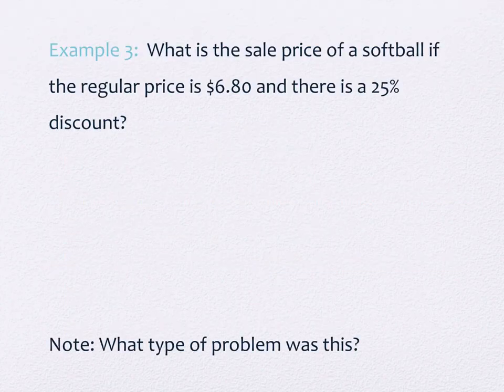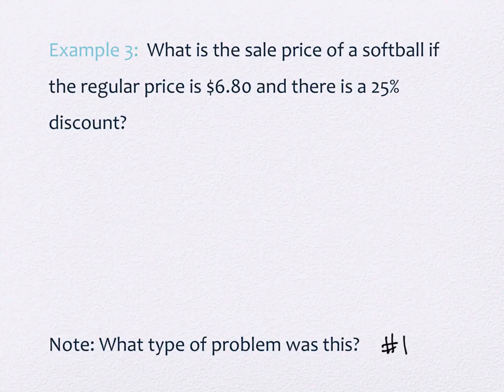So here's our first one. What is the sale price of a softball if the regular price is $6.80 and there's a 25% discount? So read through 1, 2, and 3 above. Which type of problem is this going to be? Number 1. Yeah, Kiki's right. It's number 1. This example is number 1. They give you a percentage, so it's definitely not number 2 because number 2 finds a percentage. And number 1 finds the new price of something typically, whereas number 3 finds the original price of something typically.